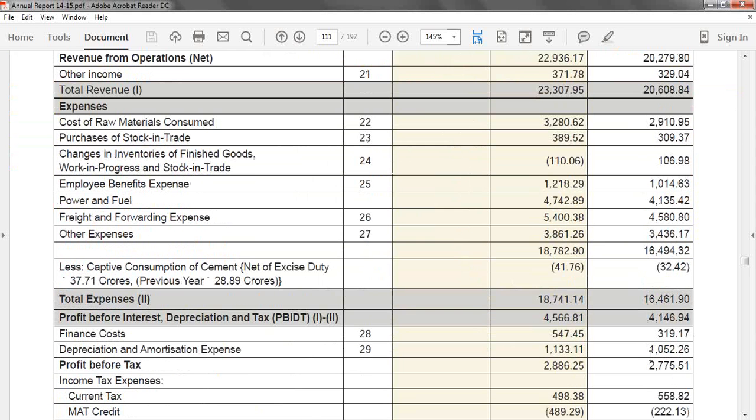So let's look at this. Do they give details of finance costs? Finance costs are put in detail in note 28.